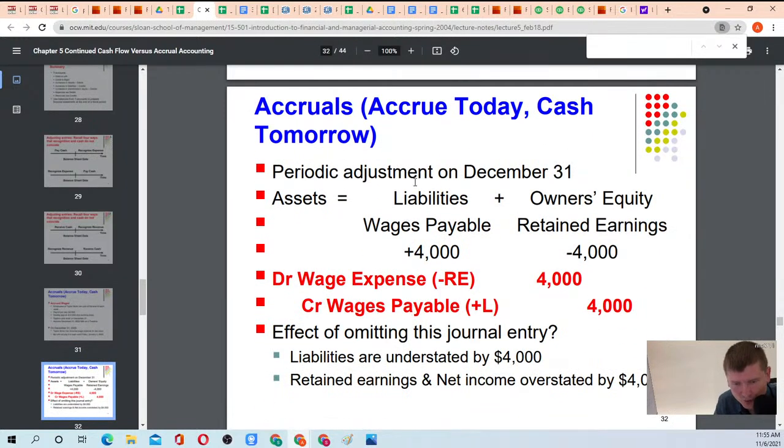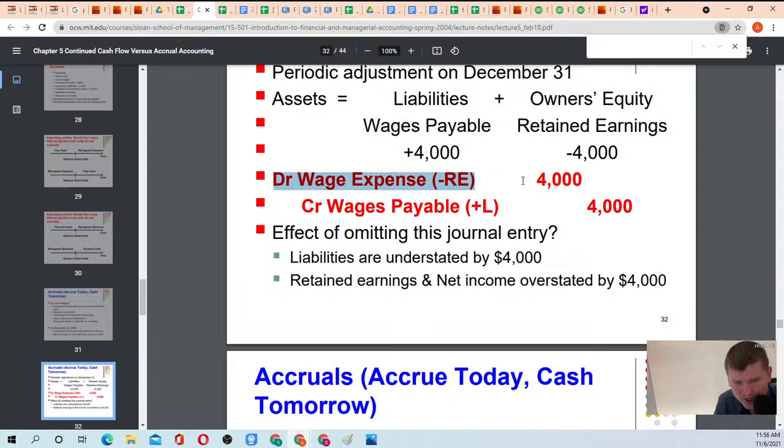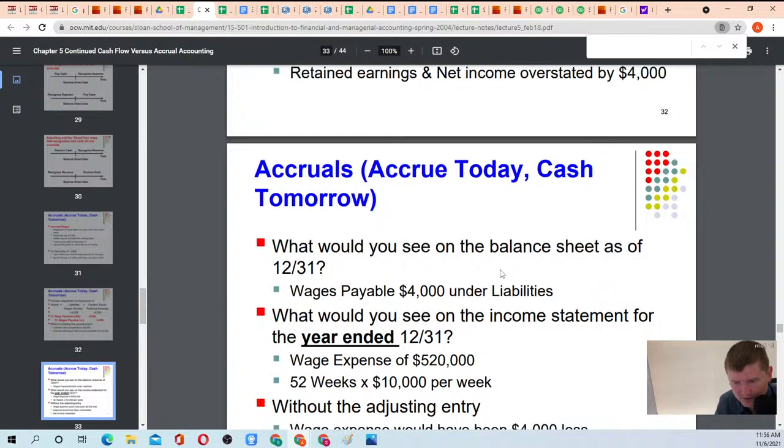So we accrue for a wage payable. We accrued for wage payable here. Debit wage expense, credit wage payable. If we omit that entry, our liabilities will be understated and our profits, net income, will be overstated.